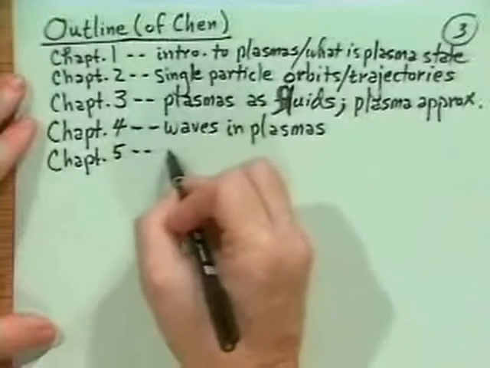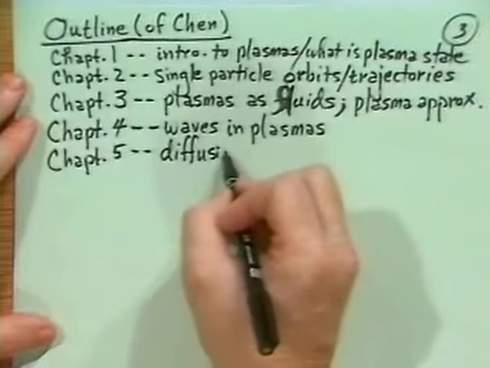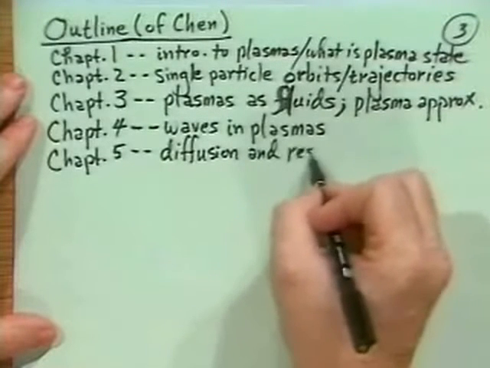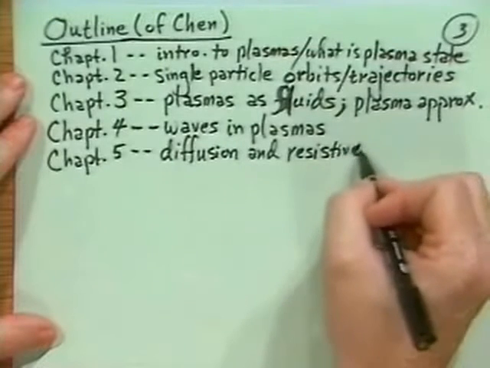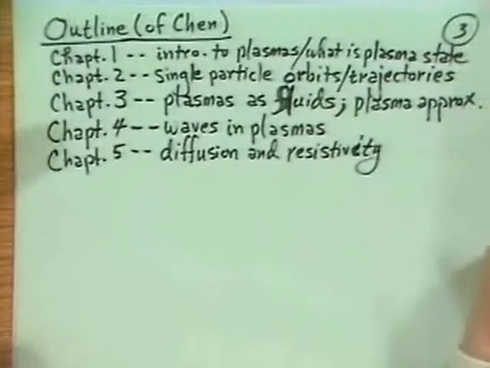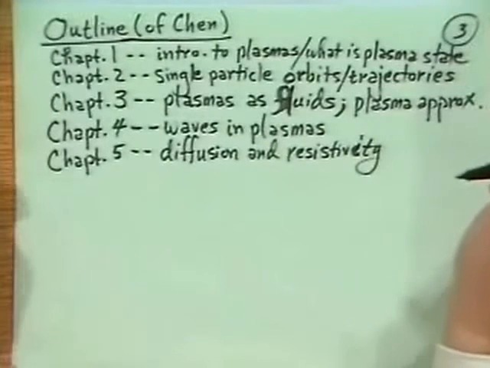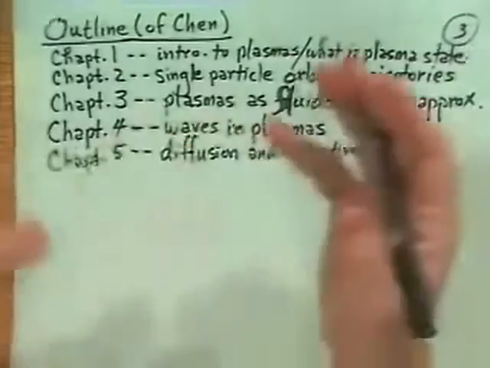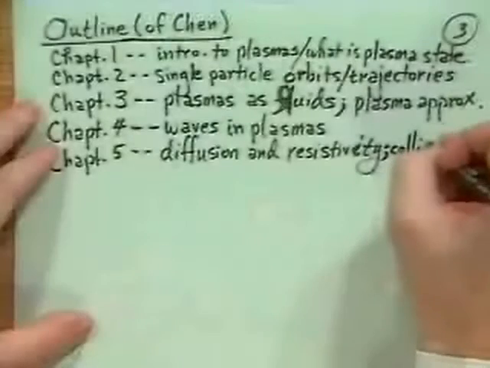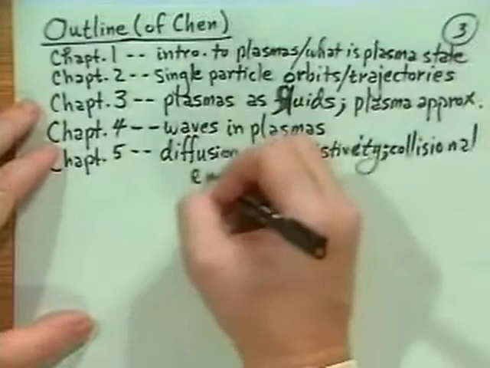Now, then we'll go on from there, that is to say from waves, to talk a little bit about what's kind of a bit of a misnomer chapter, but anyway, diffusion and resistivity. And there, fundamentally, the idea is that many times in plasma physics we speak of collision-less plasmas, meaning it's all very weak collisions. Mostly there are just collective interactions between particles. And as such, we ignore collisional effects entirely. But in fact, diffusion and resistivity come about because of collisional effects in a plasma.